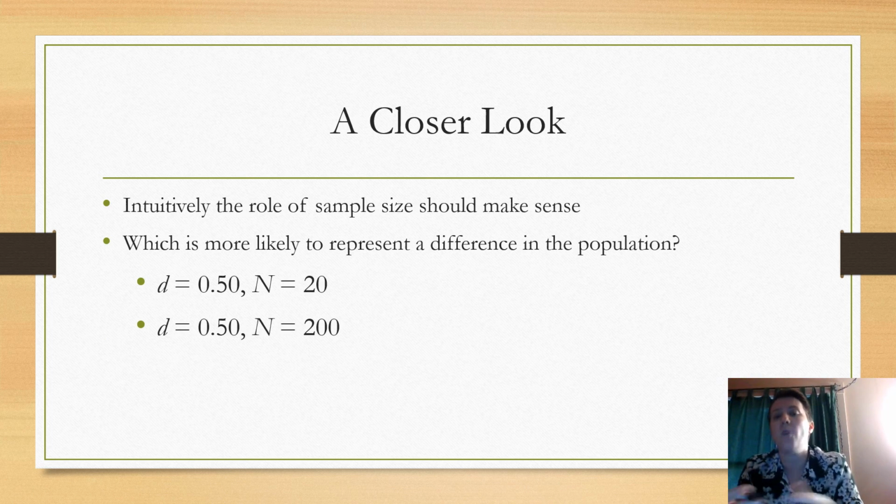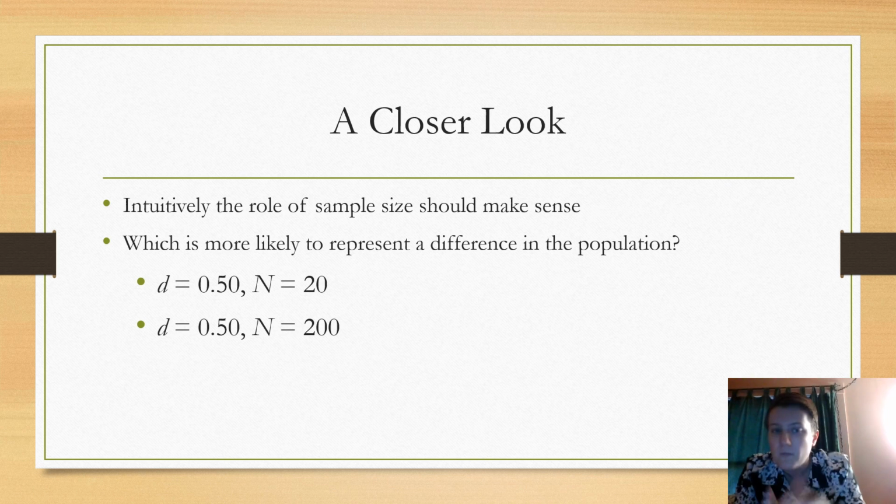So the role of sample size should make sense. Like I was mentioning before, if I were to take the average test scores for two people and say this represents the class's understanding, versus if I were to take the average test scores for the entire class, a larger sample size, and say this represents the class's understanding, it would make sense that we stick with the larger class size, or the more people in our sample that we're taking the means for.